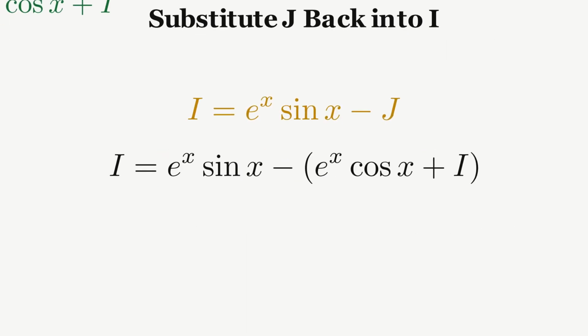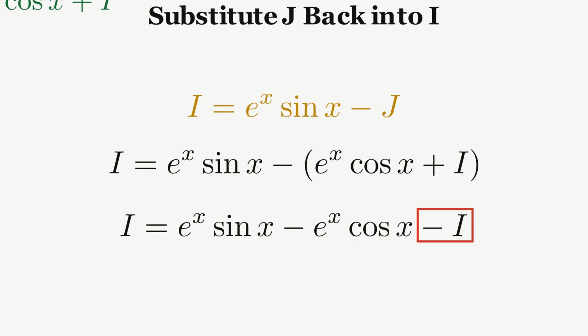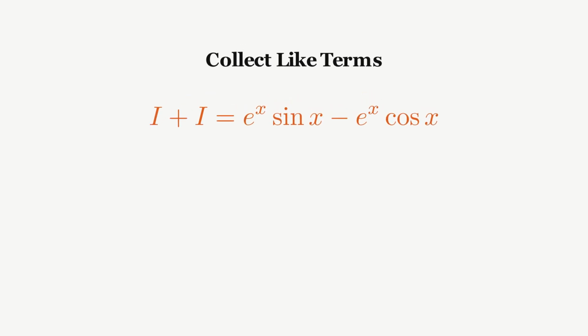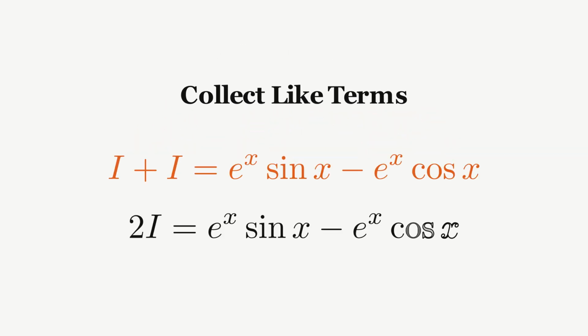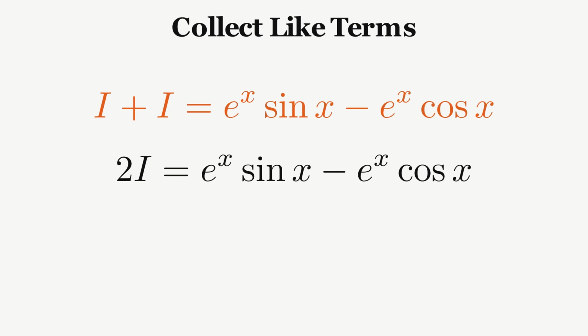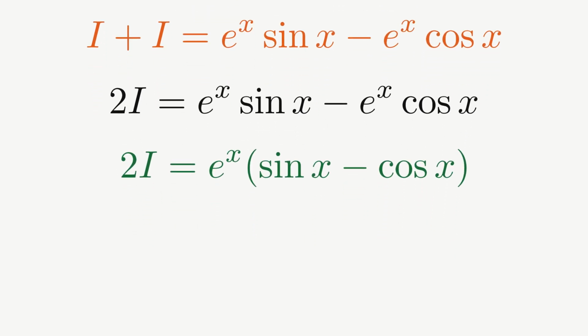Now we have I equals e to the power x times sine x minus e to the power x times cosine x minus I. Next, add I to both sides of the equation. This gives 2I equals e to the power x times sine x minus e to the power x times cosine x. Notice that both terms contain e to the power x. Factor it out. Now the equation becomes 2I equals e to the power x multiplied by open parenthesis sine x minus cosine x close parenthesis.